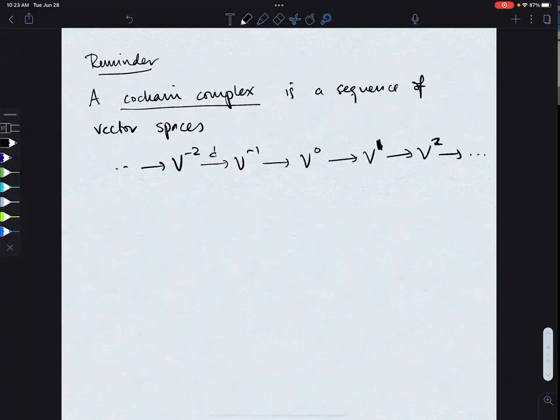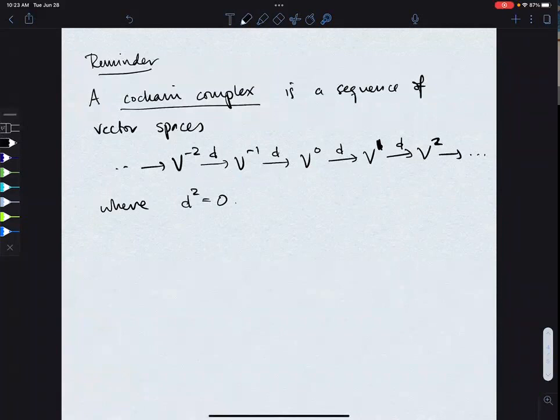And then there's a linear map that increases the degree by 1 each time. So there's a map D from V minus 2 to V minus 1, from V minus 1 to V0. And the key property is that if you move twice, it always equals 0. So when you go from V minus 2 to V minus 1 to V0, this composite map is the 0 map.